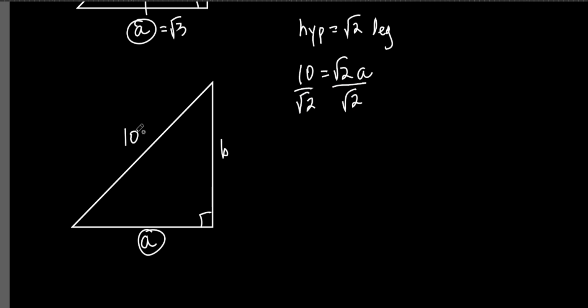Some of you guys could look at this and say, oh, if they give you the hypotenuse, how do I find the leg? I just divide by the square root of 2. If they give me the leg, how do I find the hypotenuse? If they give me the leg, it's the first ones we did. I multiply by the square root of 2. You with me? So if they give you this side, you multiply it by square root of 2 to get this. If they give you the hypotenuse, how do you find the leg? You divide by the square root of 2.